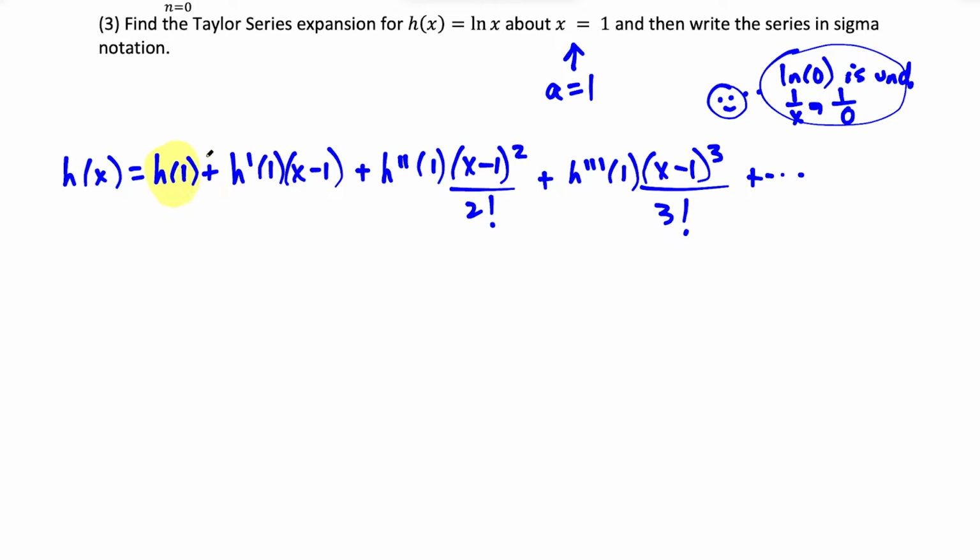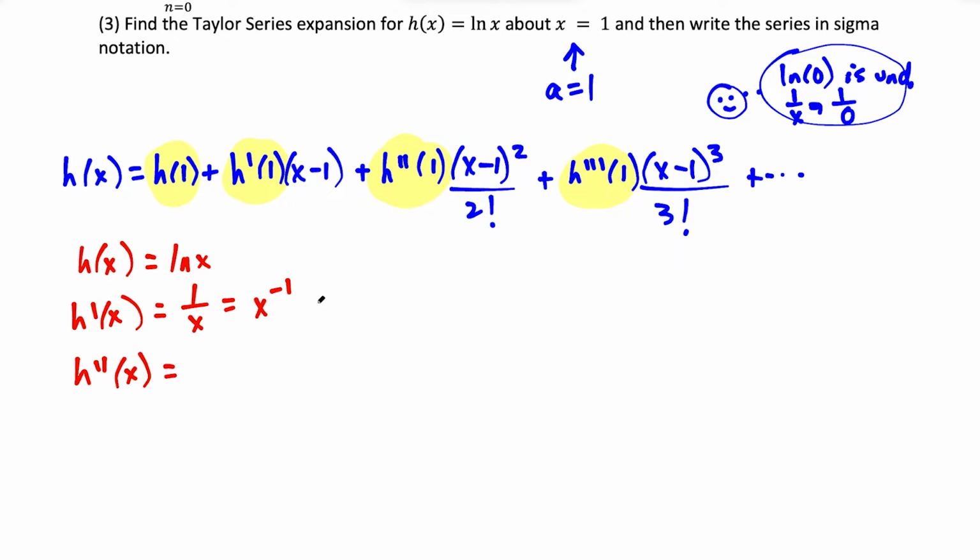So now let's find h of 1, h prime of 1, h double prime of 1, and h triple prime of 1. So h of x is equal to natural log x. So that's our first thing we're writing down here. And then h prime of x, the derivative of natural log x, is 1 over x. And I'm going to write this as x to the negative first power, so that when we write our second derivative, h double prime, we could just use the power rule.